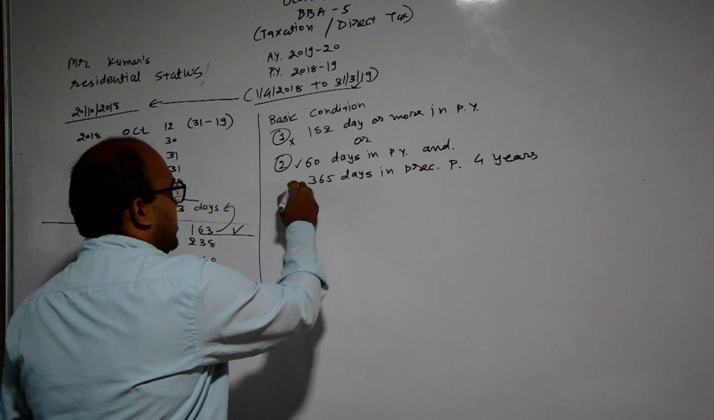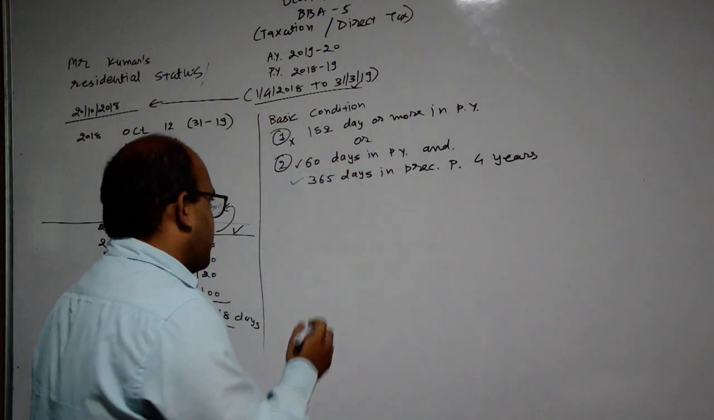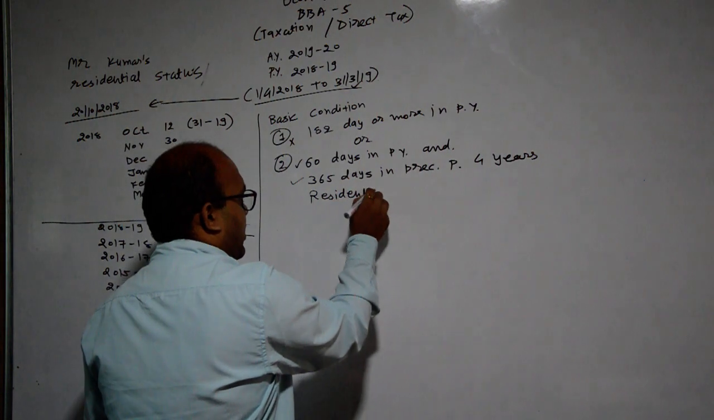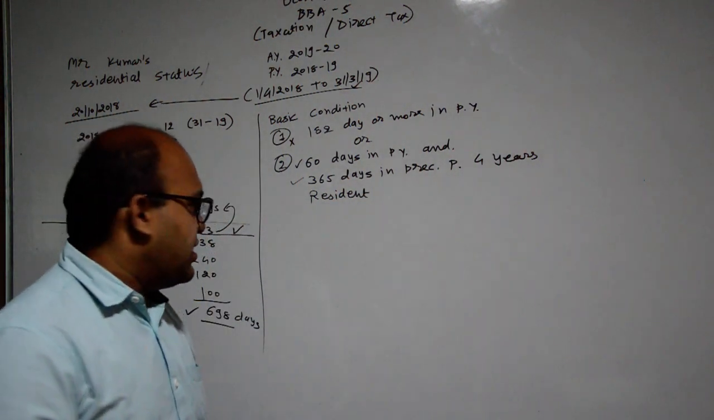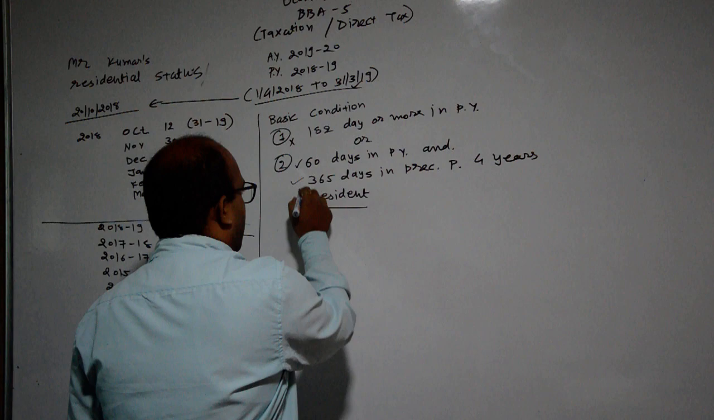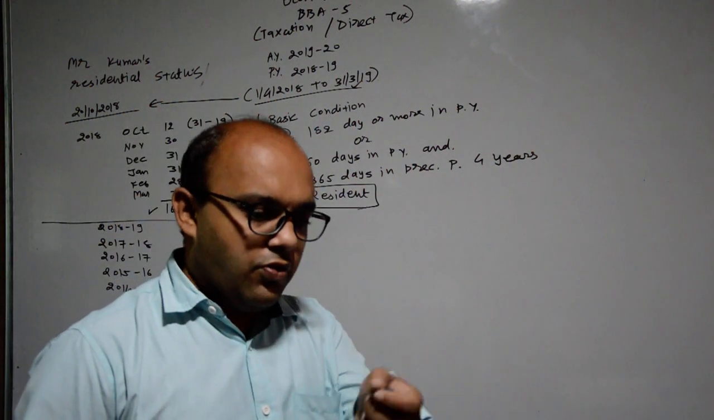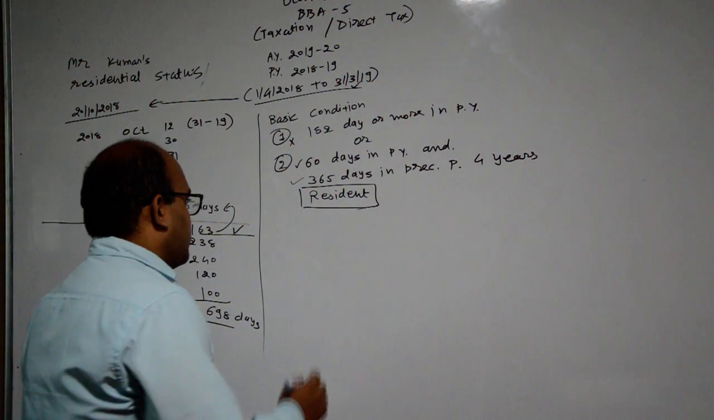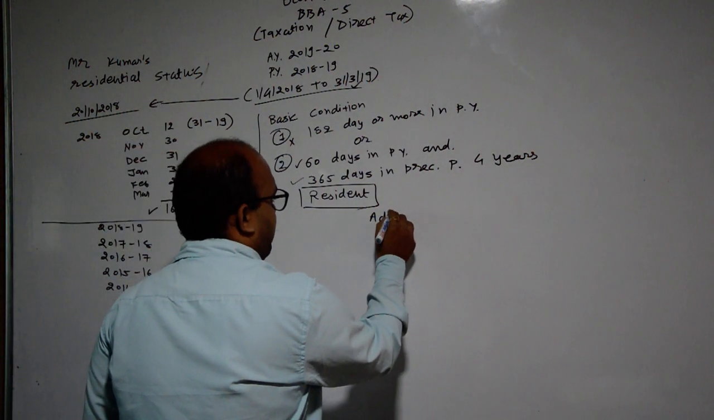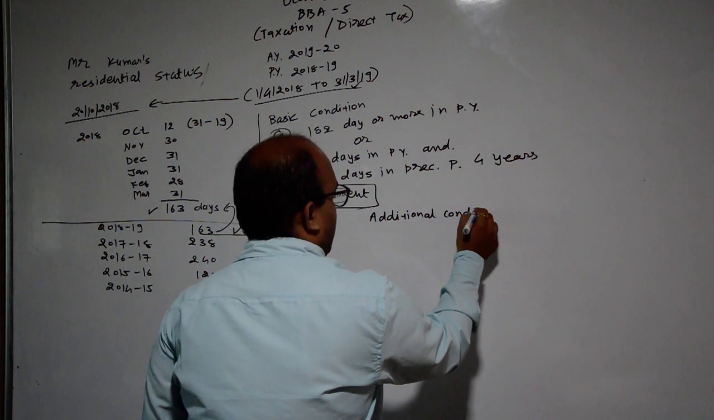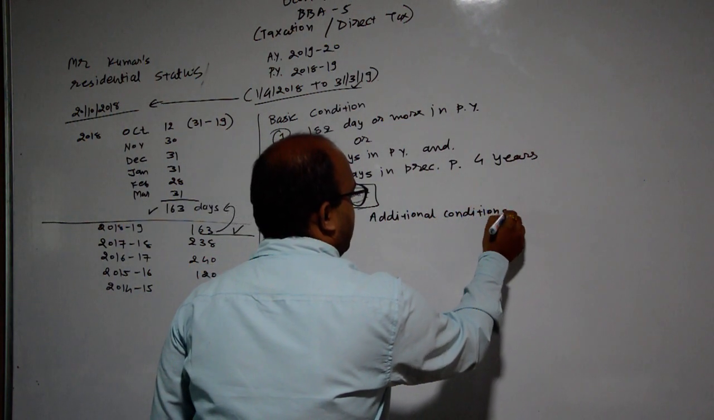So the second basic condition is satisfied, so we can say he is resident. And if he is resident, then the next problem is whether he is ordinarily resident or not ordinarily resident. We will check that after applying the additional conditions. Which are our additional conditions?